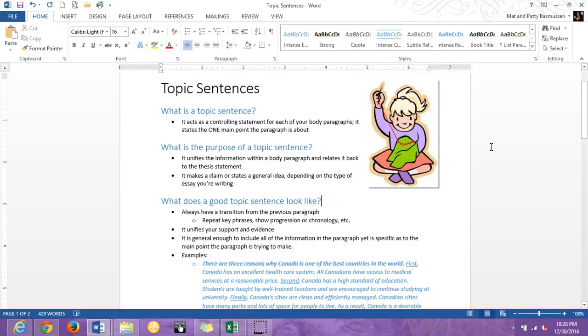Previously, I discussed with you what a thesis statement is and how to write one effectively. So moving on to another very important part of any essay that you write is the topic sentence. So what is a topic sentence?